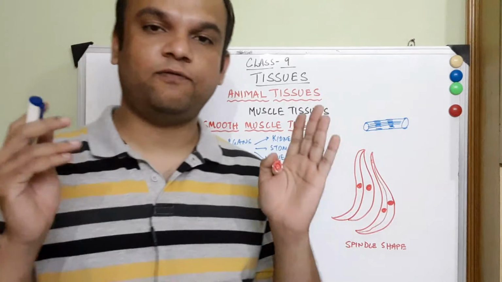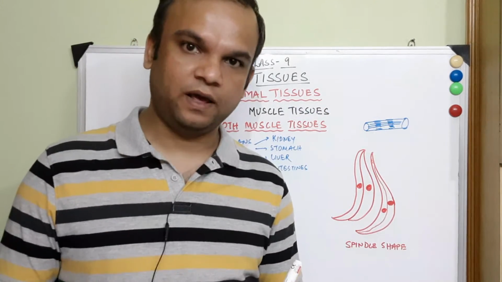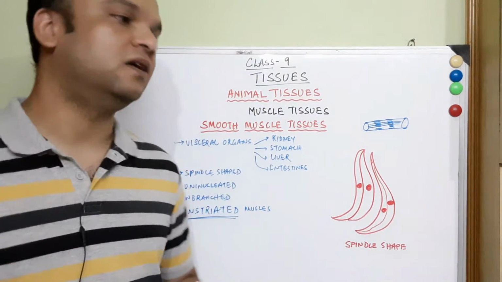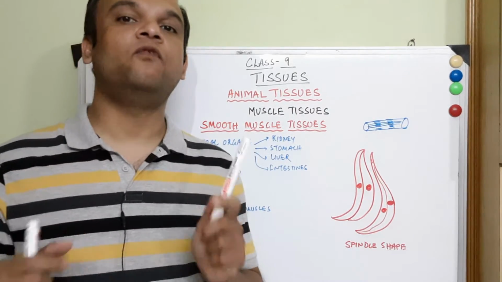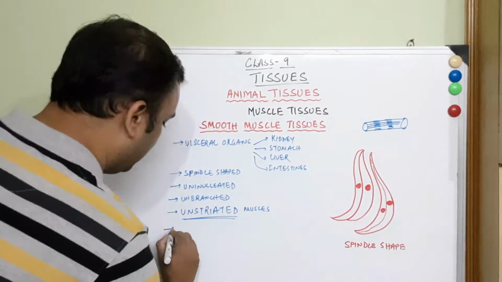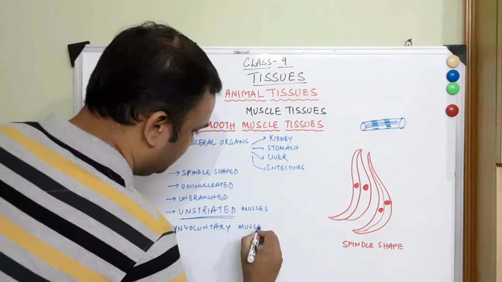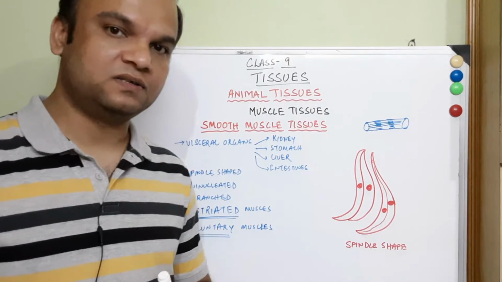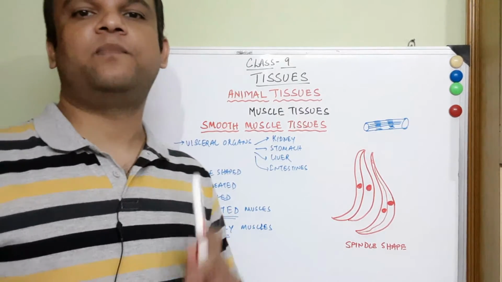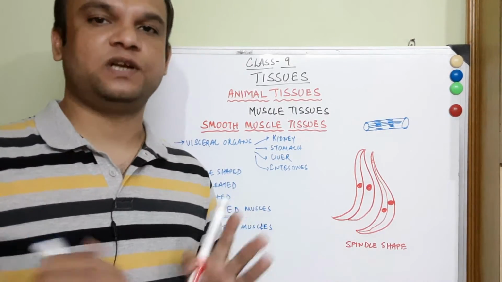And as they are found in the visceral organs of our body, they are not under our direct control, and that is why they are also called involuntary muscles. So who controls these muscles? The brain controls these muscles by sending the appropriate signals for their functioning.